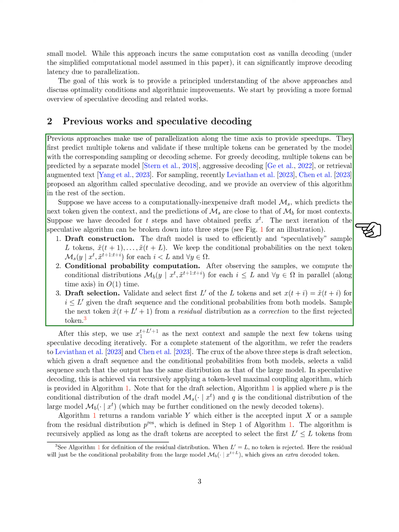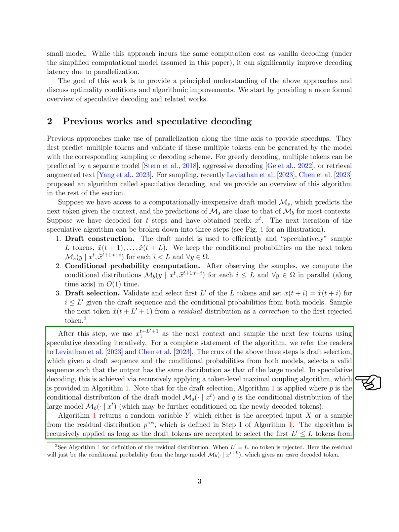We keep the conditional probabilities on the next token for each token less than the total number of tokens sampled. 2. Conditional probability computation. After observing the samples, we compute the conditional distributions in parallel, along the time axis, in constant time. 3. Draft selection. We validate and select the first few tokens given the draft sequence and the conditional probabilities from both models. We sample the next token from a residual distribution as a correction to the first rejected token.